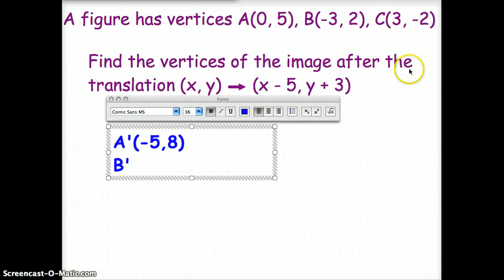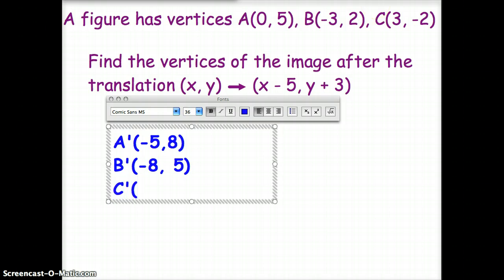Let's do a similar thing with B prime. B is negative 3 for the x value. If I subtract 5, think of leave change opposite for that. So negative 3 minus 5, that's the same as negative 3 plus negative 5, or negative 8. Adding 3 to 2 gives me a y value of 5.